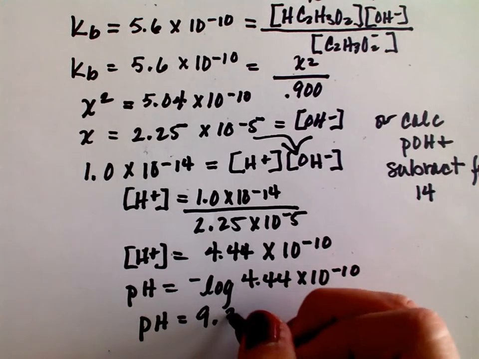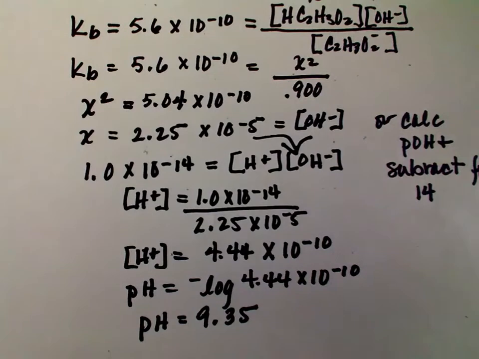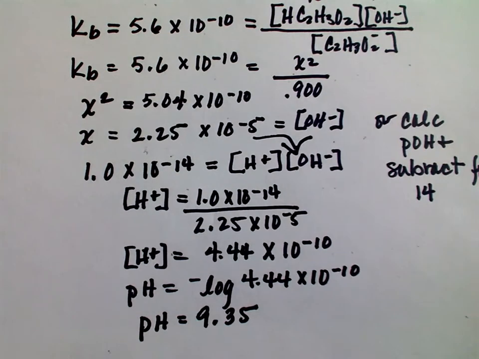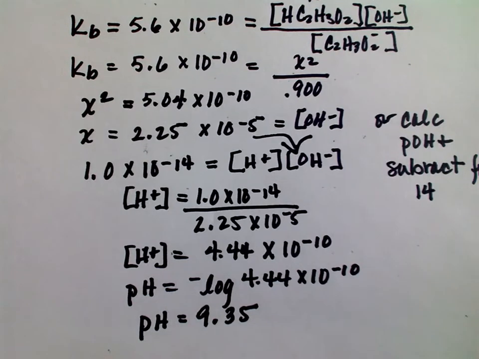So that's a drastic change in the pH of that solution because we destroyed the buffer. The original buffer had a pH of less than 5, and now we have a solution that has a basic pH of 9.35.